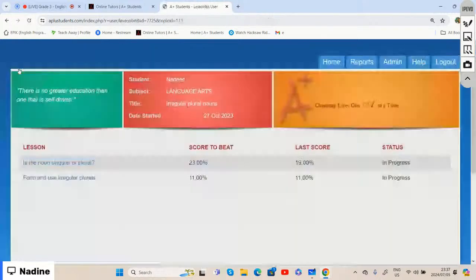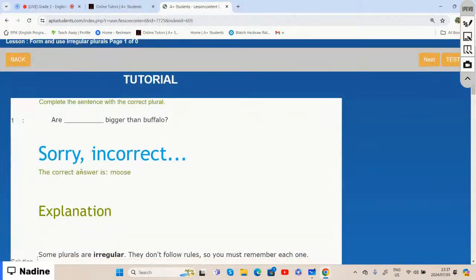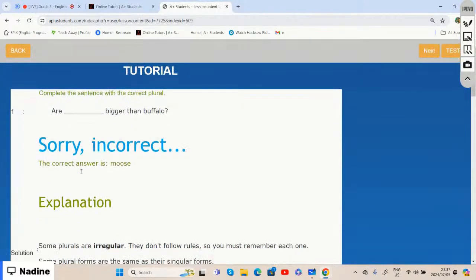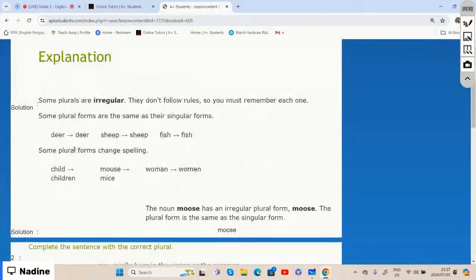All right, so now we're going on to the next one, which is to form and to use irregular plurals. Well done. Once again, some plurals are irregular, and when they are irregular, they don't follow any rules, so you're going to have to remember each one.